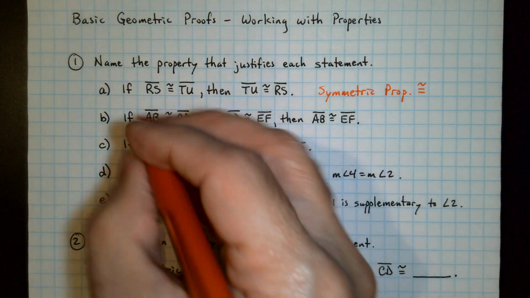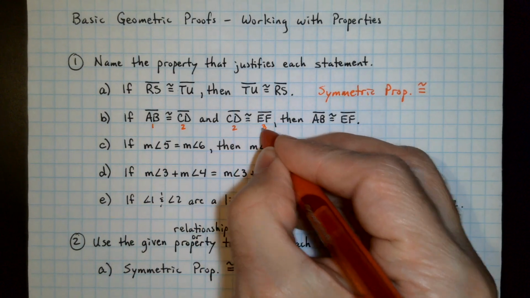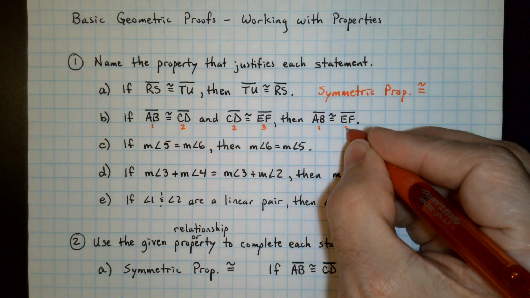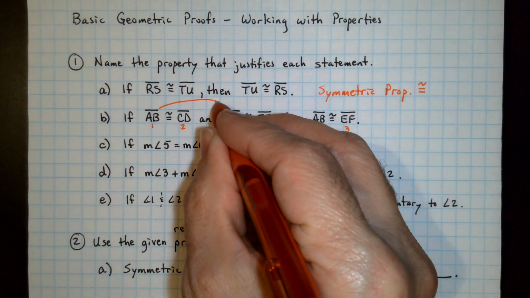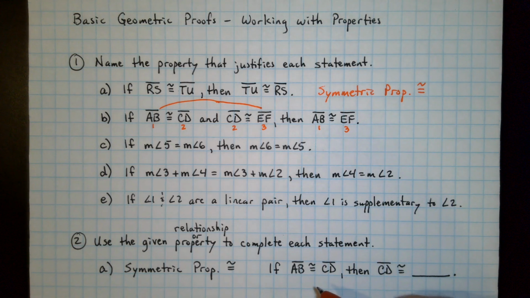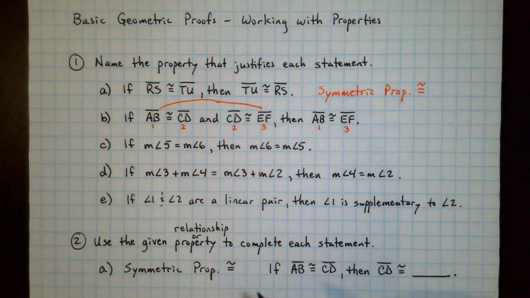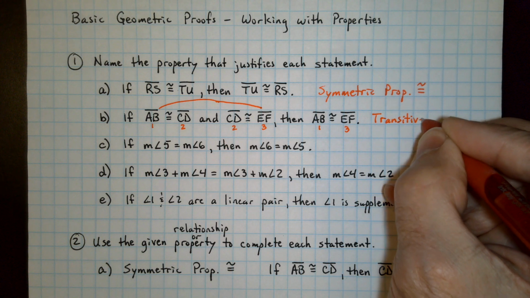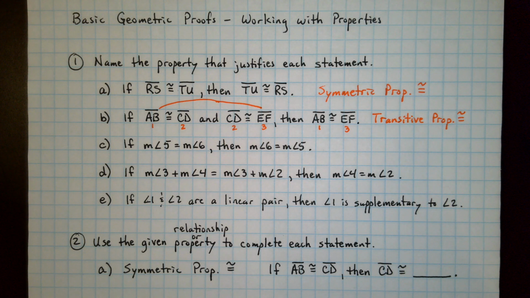Part B, we've got a first thing congruent to a second thing, and a second thing congruent to a third thing. And then the conclusion of that is that the first must be congruent to the third. And that means that we have basically bridged over the middle item and connected the first and the last. Trans means to cross or to cross over. So this is an example of the transitive property of congruence. It allows you to link the first and the last item in a series.